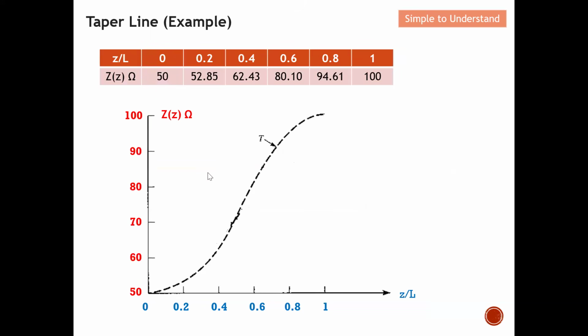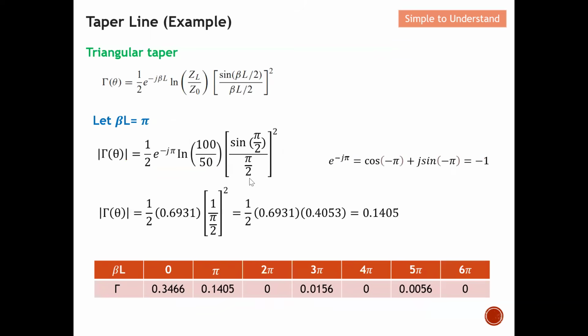So this is for the impedance. Next we need to calculate the reflection coefficient. For a triangular tapered line, I need to use this formula for the reflection coefficient. So this is the reflection coefficient, and this will be beta L. Basically I need to have 0, pi, 2 pi, etc. You can see that there are a lot of numbers.